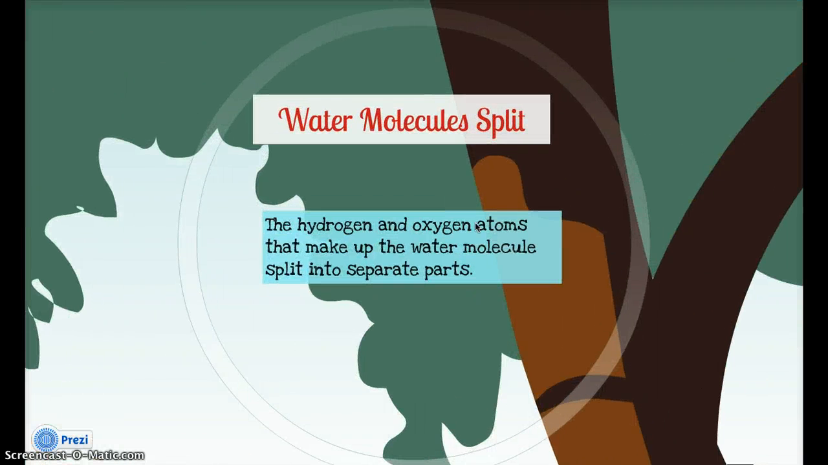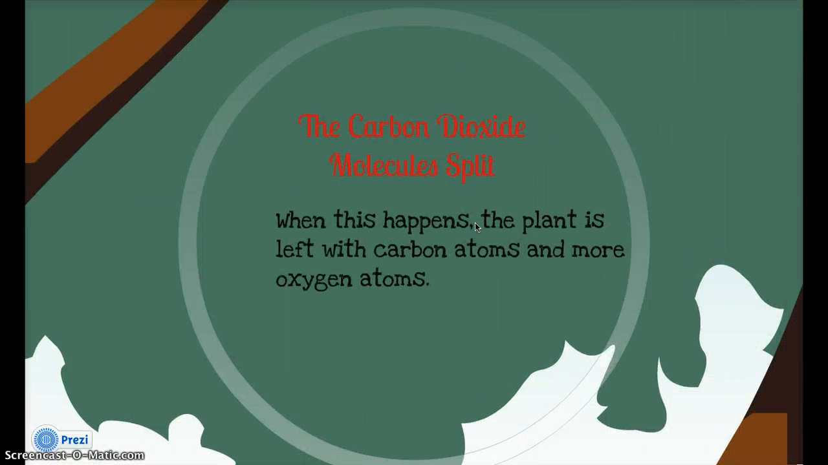First, the water molecules split. The hydrogen and oxygen atoms that make up the water molecule split into separate parts. Then the carbon dioxide molecules split. When this happens, the plant is left with carbon atoms and more oxygen atoms.